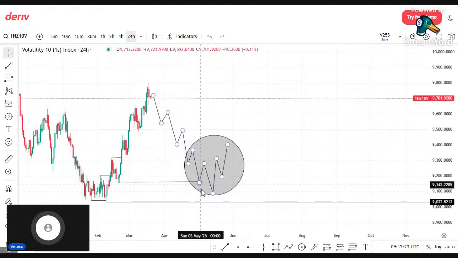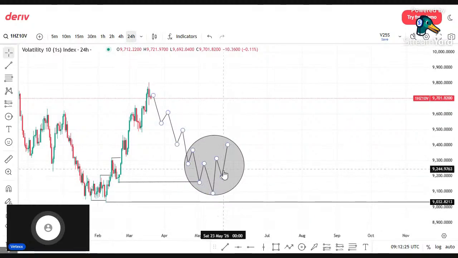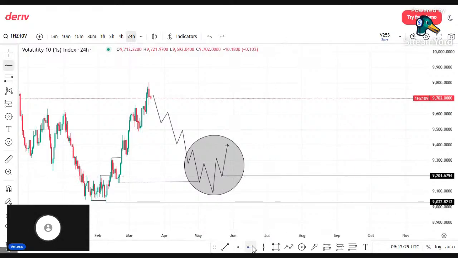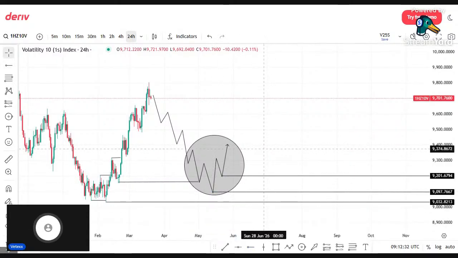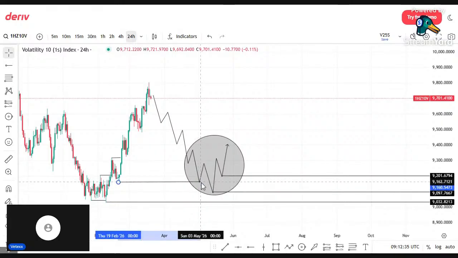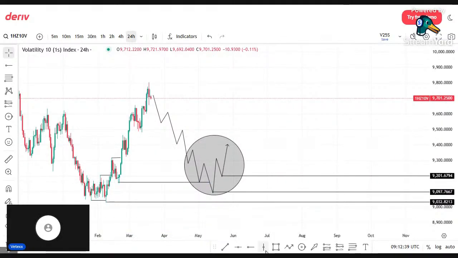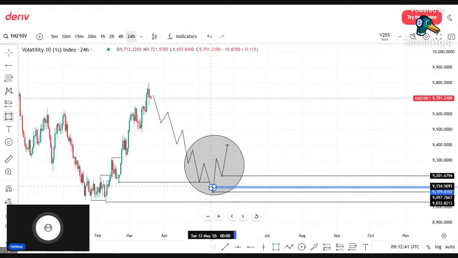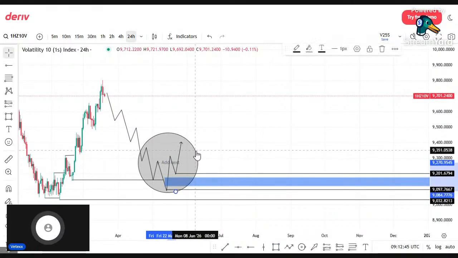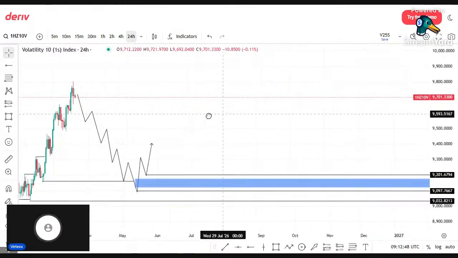Now this becomes our new sweep of liquidity. This becomes what? Our structural liquidity. This becomes our protected low. All right. Yes, and this becomes what? Our new point of interest. So when price taps into this point of interest, we'll be anticipating our confirmation, then we'll say, all right.